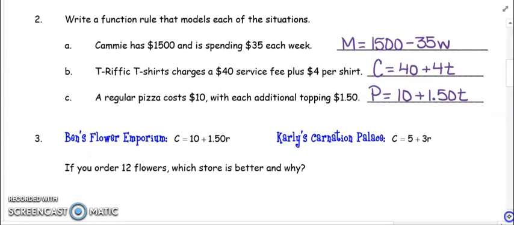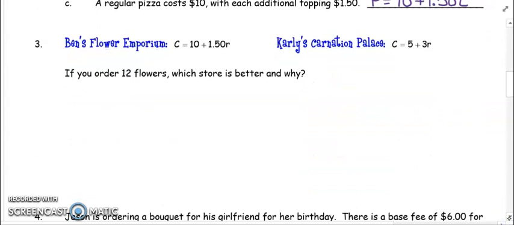We've got Ben's Flower Emporium, and it gives us the equation C is equal to 10 plus $1.50R. So the cost is equal to 10 plus $1.50 times each rose. Or Carly's Carnation Palace, where C is equal to 5 plus 3R. And I want to know, if we order 12 flowers, which store is better to buy from and why? Well, let's evaluate. We'll say R is going to be equal to 12. That's the number of roses or flowers that we're buying.